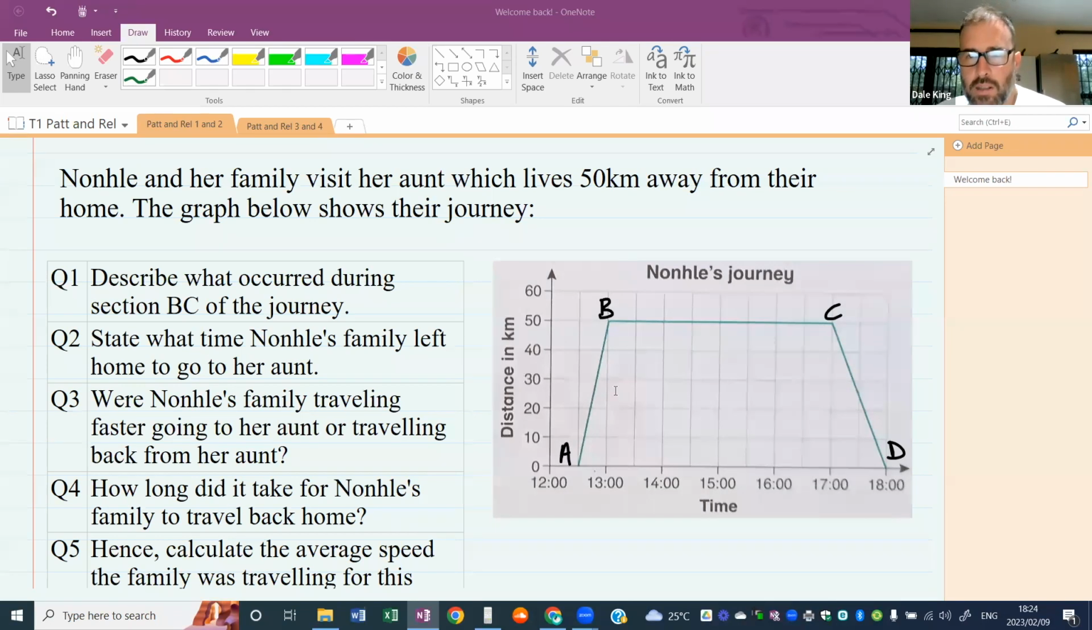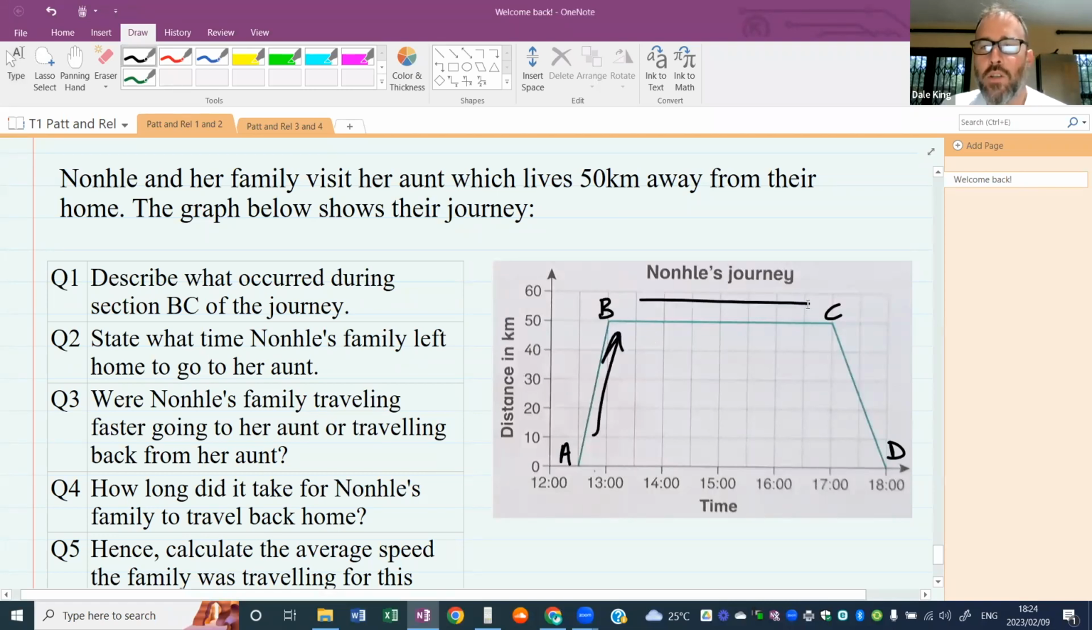So we have 3 sections to this journey. We have section AB, you can see, which is going up there. Then we have section BC. And then we have section CD. All right.